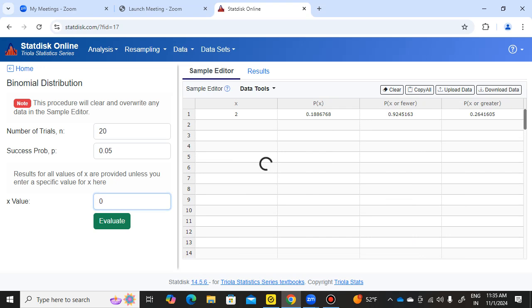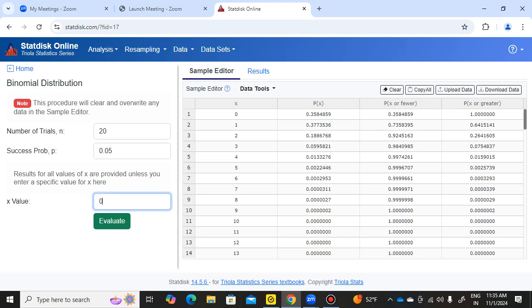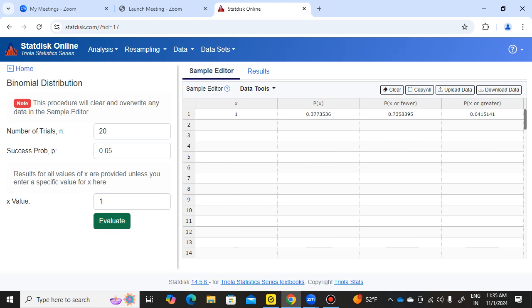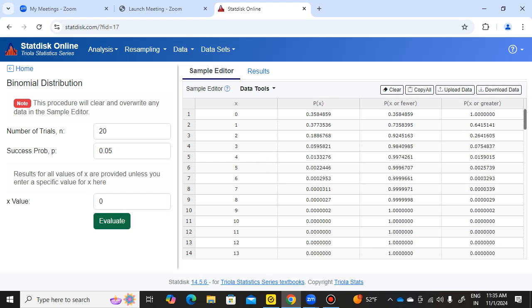So we can put in 0. Okay, so not doing that for 0. I don't know why it doesn't do that for 0. That's interesting. Alright. 0 is going to be the top line.